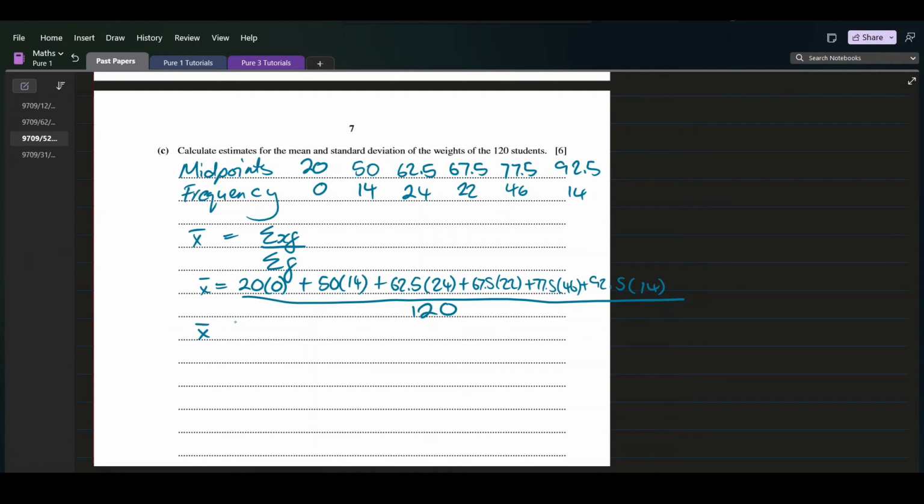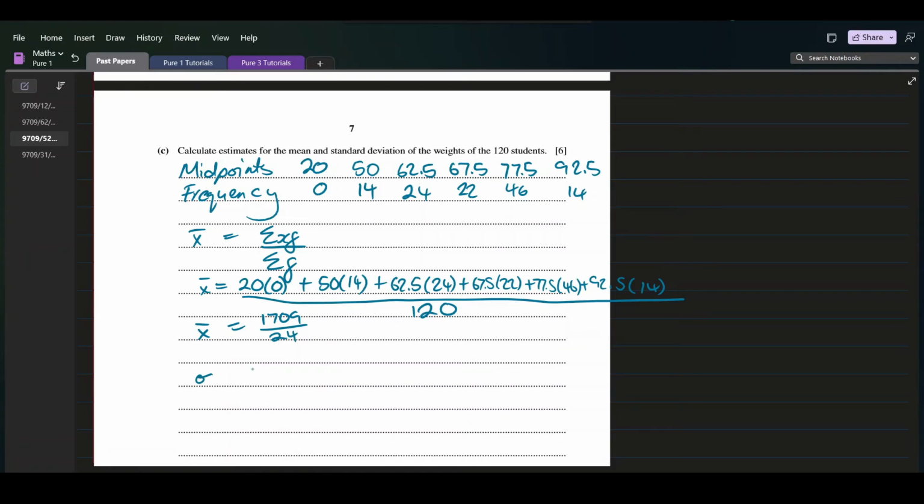And x bar is equal to, let's punch this into the calculator. So that's 20 times 0 plus 50 times 14 plus 62.5 times 24 plus 67.5 times 22 plus 77.5 times 46 plus 92.5 times 14, and this is all over 120, so that gives us 1709 over 24. This is our mean.